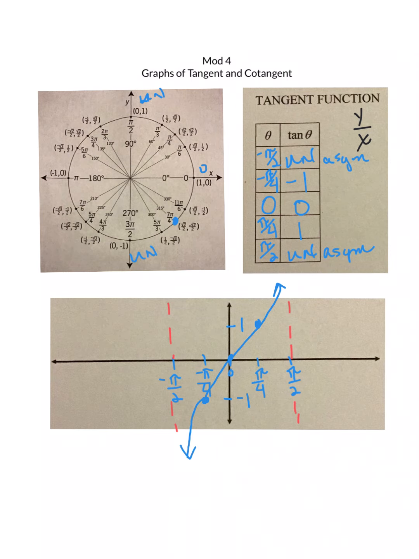What I want you to note on here is that the period length for a standard tangent graph went from negative pi over 2 to positive pi over 2, and that in total is pi. As far as amplitude goes, there is no such thing as amplitude because tangent goes up forever on the right hand and goes down forever on the left end.